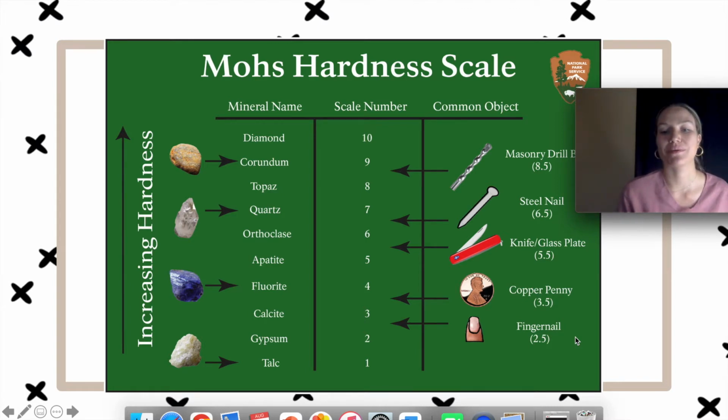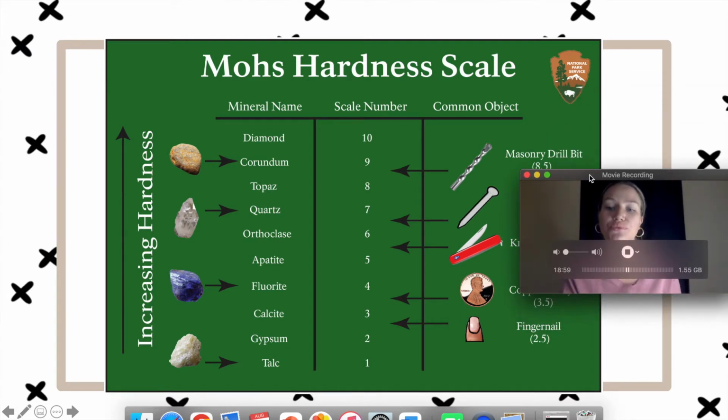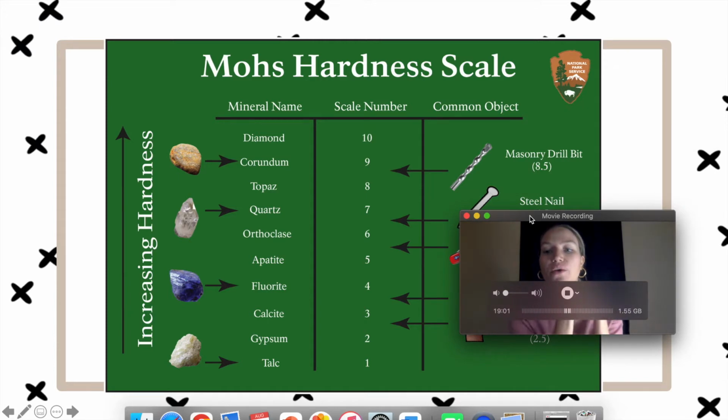If you can scratch it with a penny, it will be about a 3 or a 4. If you can scratch it with a knife, maybe about a 5. And a nail, it's going to be about a 6 or 7. And then past that, if you have a very hard rock, you might need a drill bit. So we're going to work with rocks today, but I want you to get your parents' help because some of these things, like a knife or a nail, might be very dangerous. So when we work with our own rocks, this is going to be parent and student work.